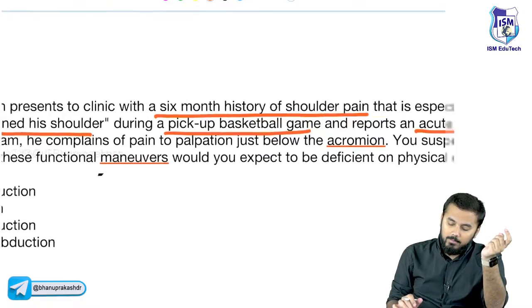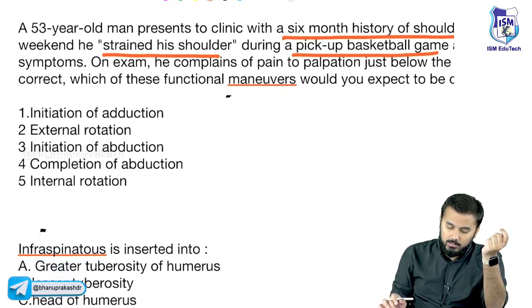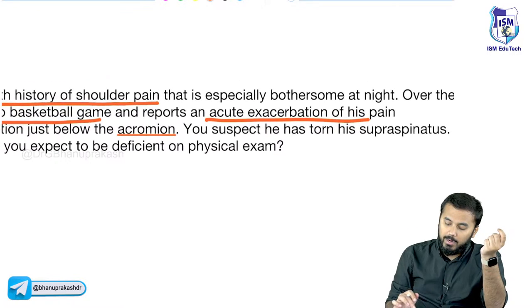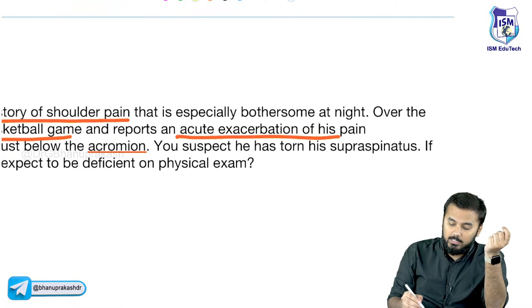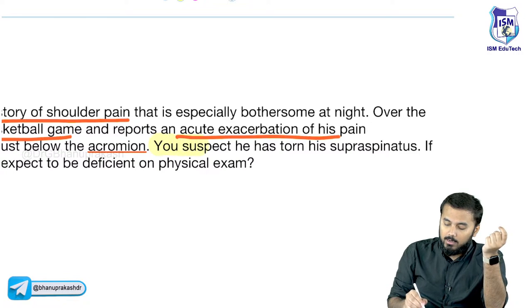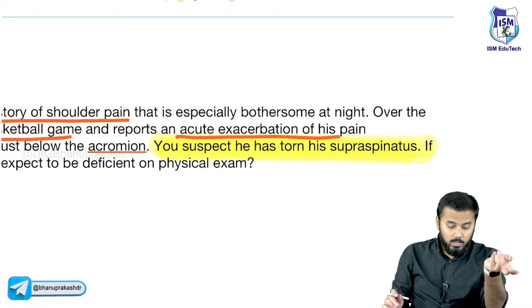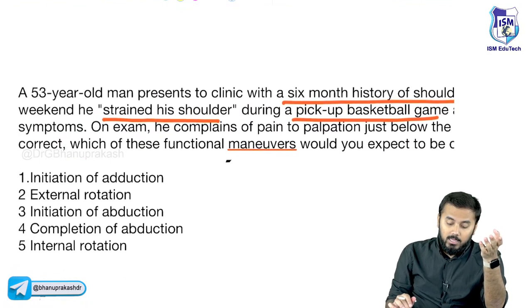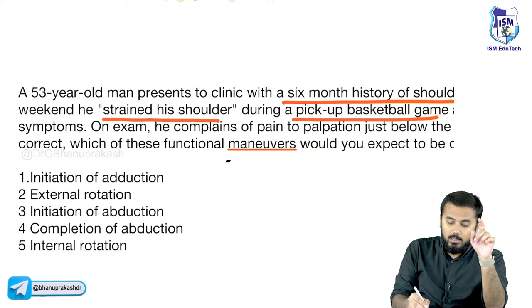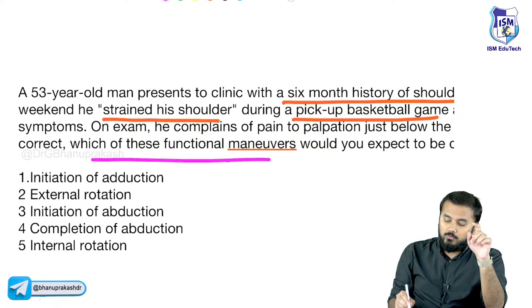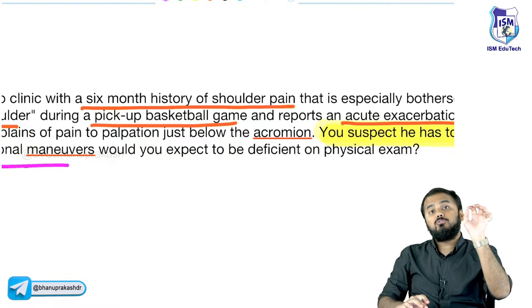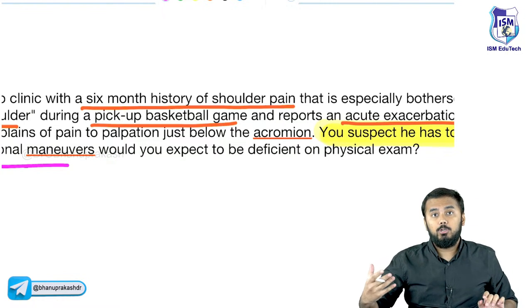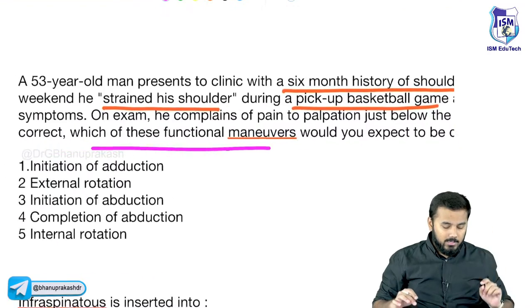On exam, there is pain to palpation below the acromion process, and you suspect he has a torn supraspinatus. Ye dekho. You are a doctor. You are suspecting that maybe the patient is having a tear in his supraspinatus muscle. Kyun? Kyunki maine bola tha, the most commonly injured muscle is supraspinatus. If correct, agar sahi hai, then which of these functional maneuvers would you expect to be deficient? If supraspinatus is the only muscle which has been torn, then which function will not happen, he is asking. Batao.